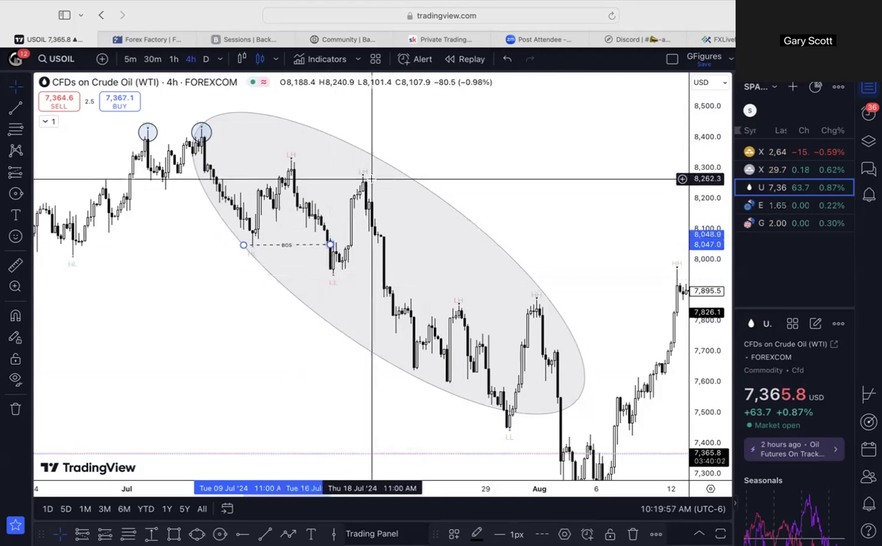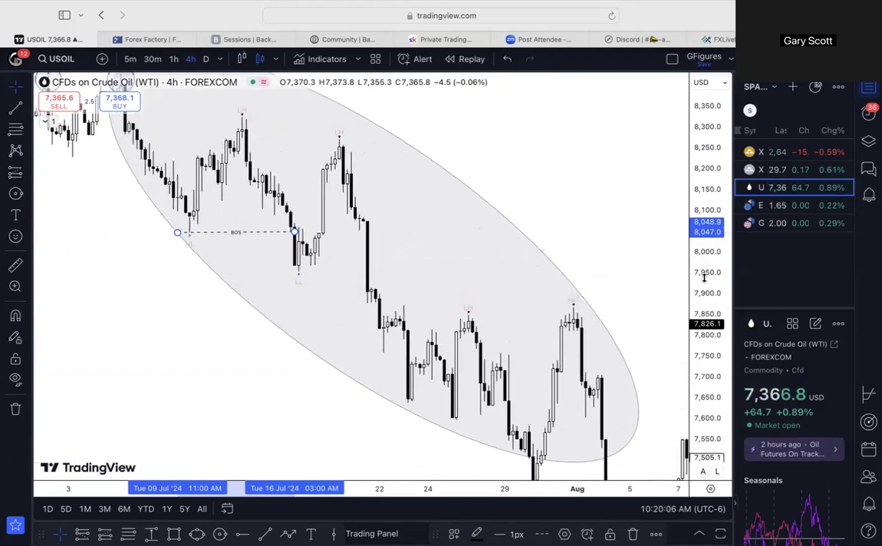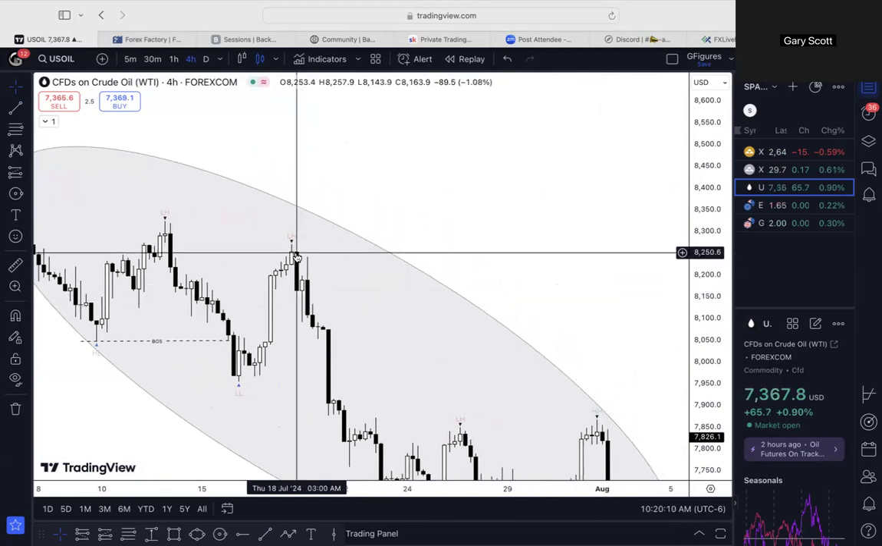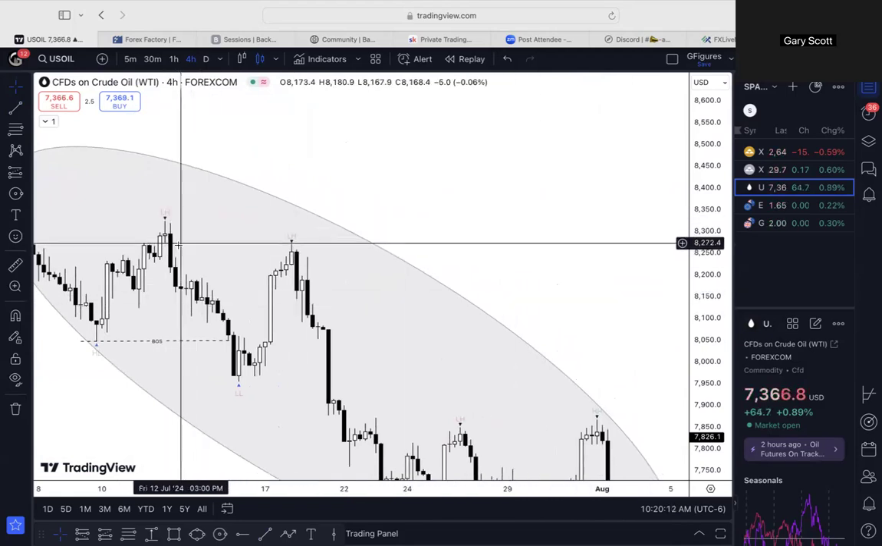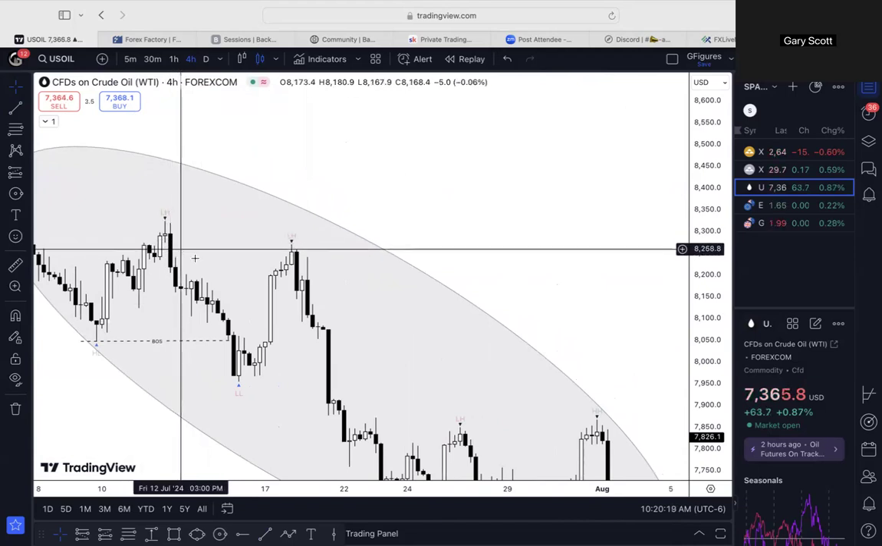Now you're looking for price to retest, right? Now, Gary, what is a fair value gap? I'm glad you asked. I'm going to explain what a fair value gap is, what a bearish fair value gap is. You want to see space in between the bodies of these candles. That's what causes it to be a fair value gap.